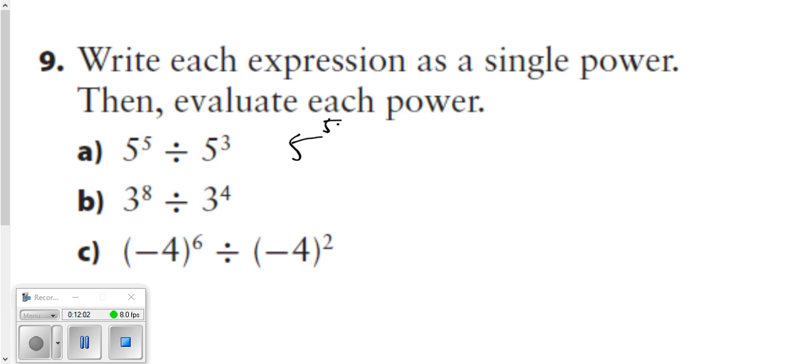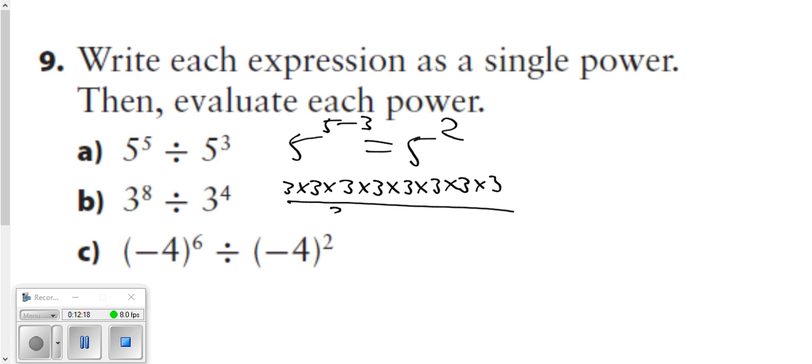Keep your base, subtract your powers, you get the same answer, 5 squared. If I apply that to the next one, 3 to the power of 8, and again I'm just going to show you real quick. 3 multiplied by itself 8 times, divided by 3 multiplied by itself 4 times. Each one of these will be greater than 0, 1 there, 1 there, 1 there. Left with 3 to the power of 4.